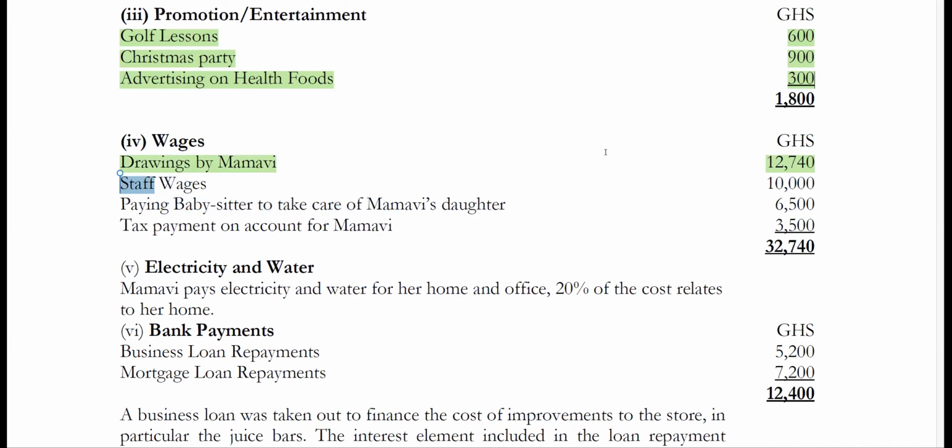Now, what about staff wages? Allowed, yes, because you need to pay staff. Paying the babysitter to take care of Mamavi's daughter, is it business required? Without this, can the business survive? The business will still survive, right? You don't need it. Somebody will say, if Mamavi is not taking care of her daughter, she cannot come to work. Tax payment on account for Mamavi.